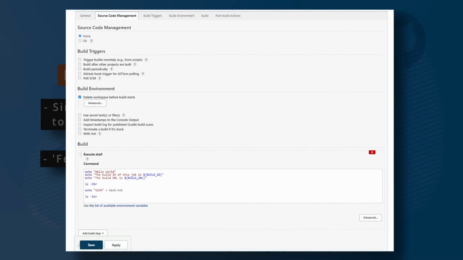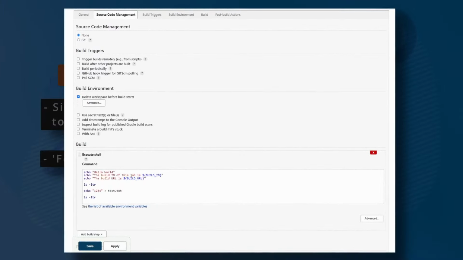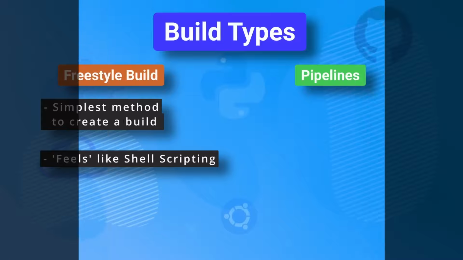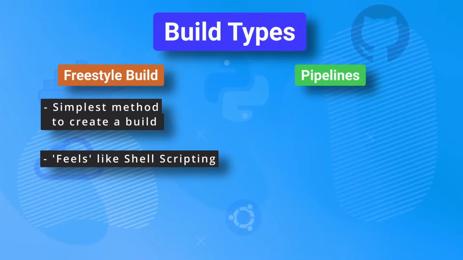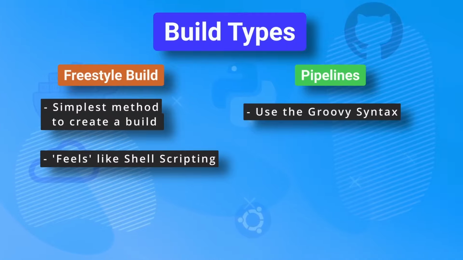Most Freestyle projects will be set up to execute a shell script, so as long as you are familiar with shell scripting or the Linux command line, you should be good. The next style is pipelines. Pipelines use Jenkins files written in the Groovy syntax to specify what happens during the build.